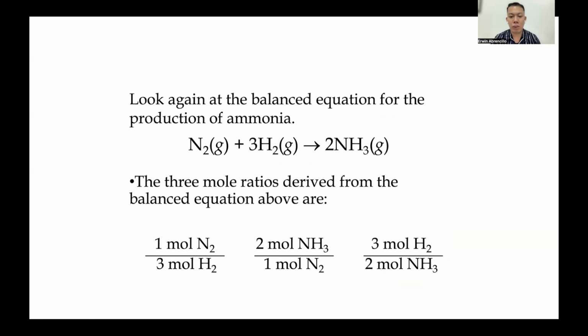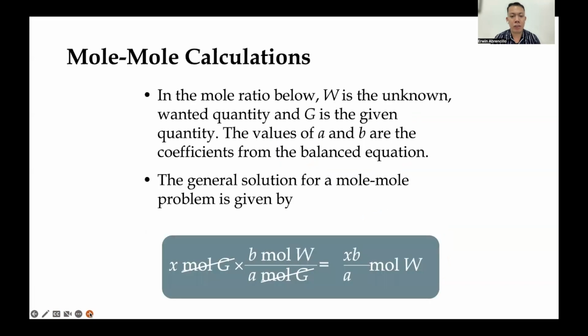Okay, so let us now move on to the next. Let us now begin with the mole-to-mole calculation. In the mole ratio below, W is the unknown or the wanted quantity and G is the given quantity. The values of A and B are coefficients from the balanced equation. So the general solution for a mole-to-mole problem is given by the formula here.